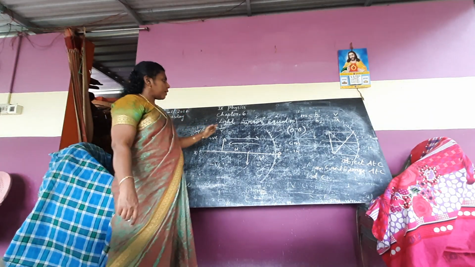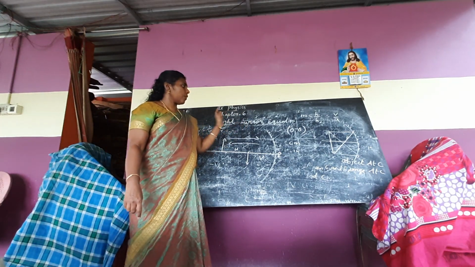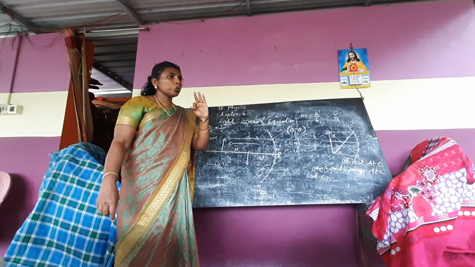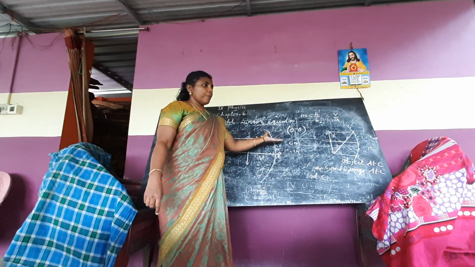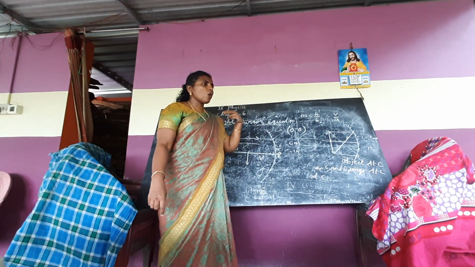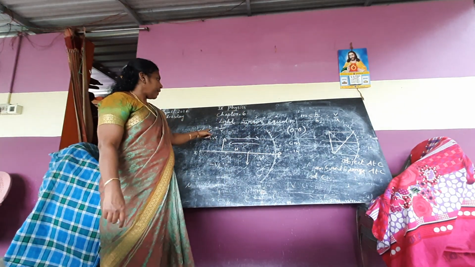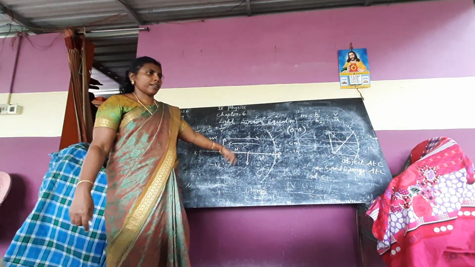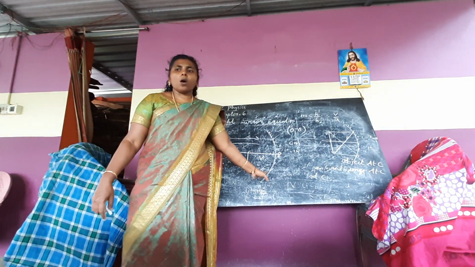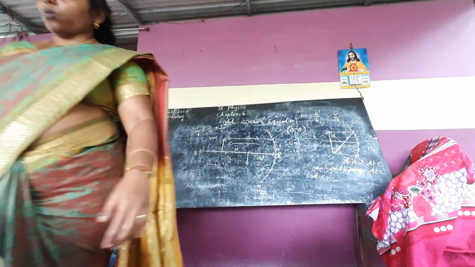So in this class, what all have we learned? The rules to draw a ray diagram and how to draw the ray diagram. Then mirror image we have learned. Then magnification and the sign convention also we have learned. Okay, now we can mark the questions. Take your book.